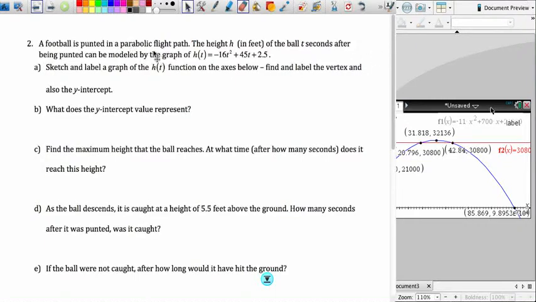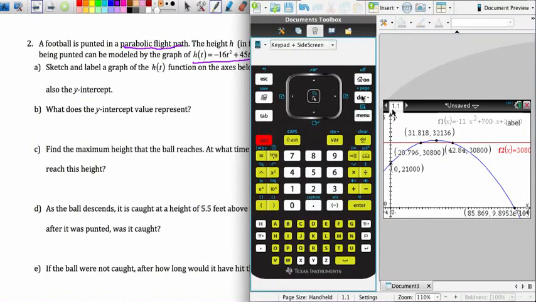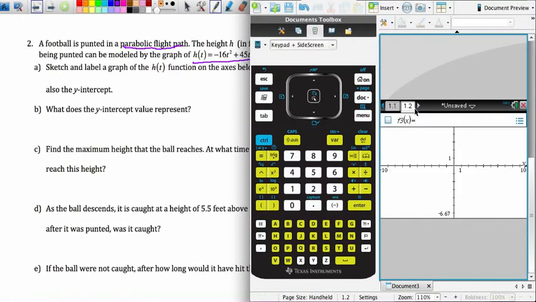Okay, so a football is punted in a parabolic flight path. Once again, this is the part that allows us to use quadratic functions. The height in feet of the ball t seconds after being punted is modeled by h of t equals minus 16t squared plus 45t plus 2.5. As before, the height h is essentially y, t is essentially x, and we're going to go ahead and graph that. So what I'm going to do over here is add myself a graphing page, and I'm just going to enter the equation directly in.